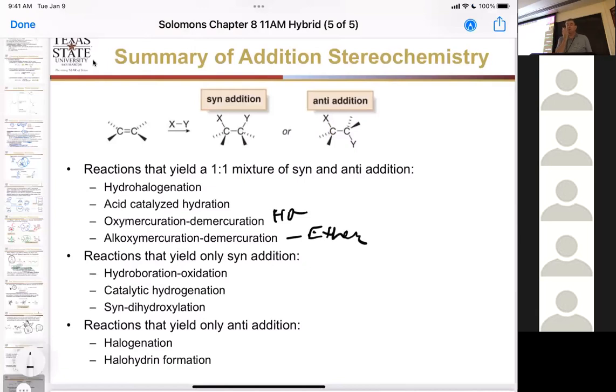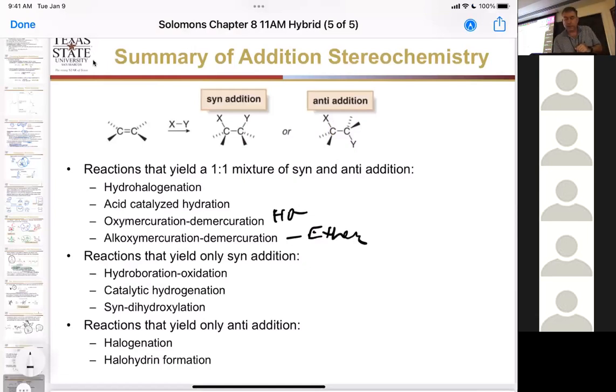Okay, so all of those give us a mixture. What reactions give us syn addition only? The ones that kind of add across the double bond at the same time. So that's hydroboration oxidation, because we're adding the boron and the hydrogen across the double bond at the same time. So that's giving us syn addition. Catalytic hydrogenation from last chapter sits down on the catalyst, gives us syn addition. And then we have the syn only dihydroxylation with the osmium tetroxide, because we're forming that five-membered intermediate and then breaking off the osmium and generating our two alcohols.